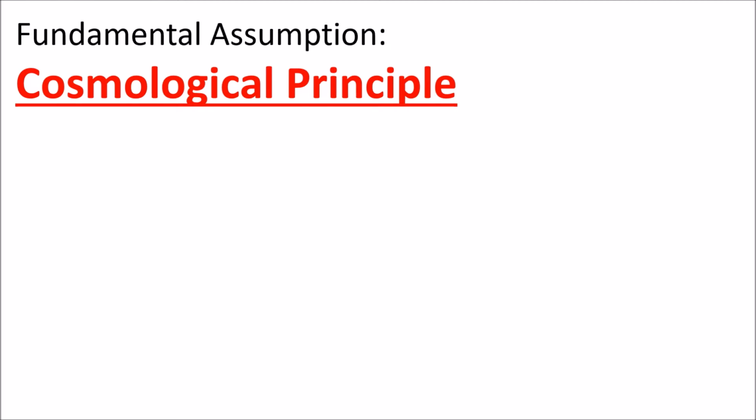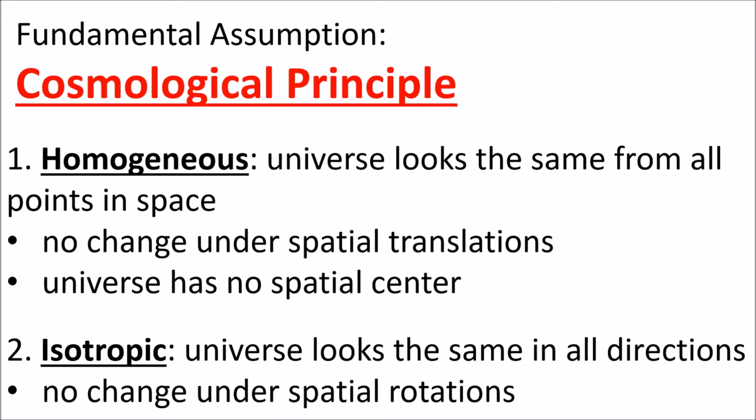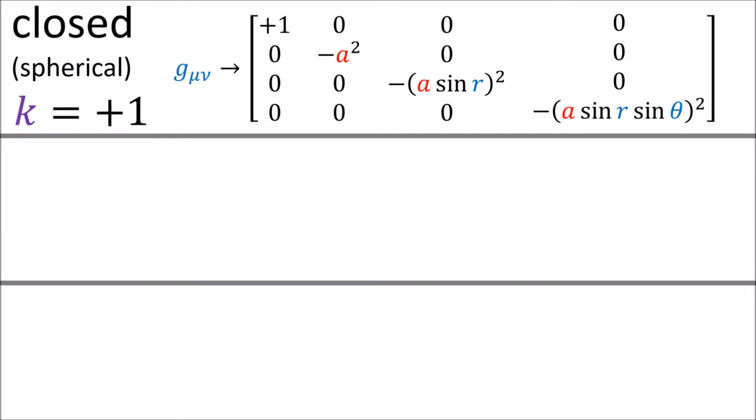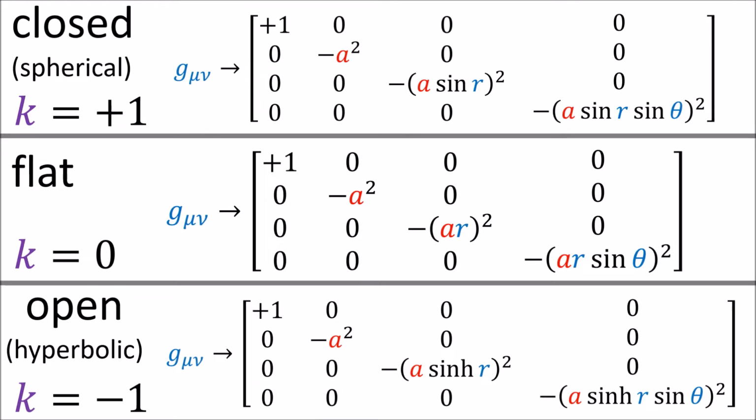So remember, we're assuming our universe is spatially homogeneous, meaning it looks the same at all points, and spatially isotropic, meaning it looks the same in all directions. We found three possible geometries that meet these criteria, which are the closed or spherical universe, the flat universe, and the open or hyperbolic universe.